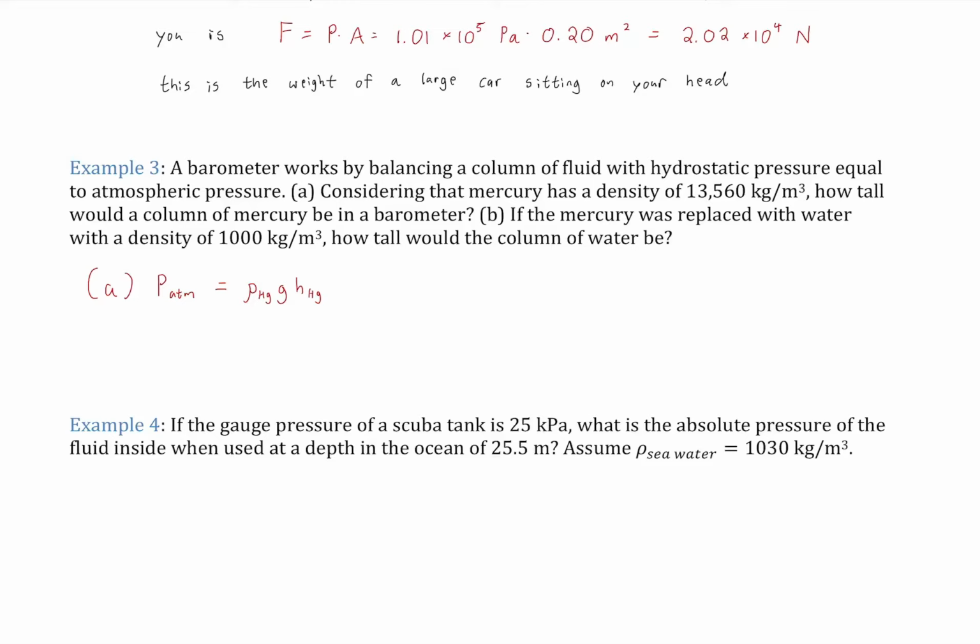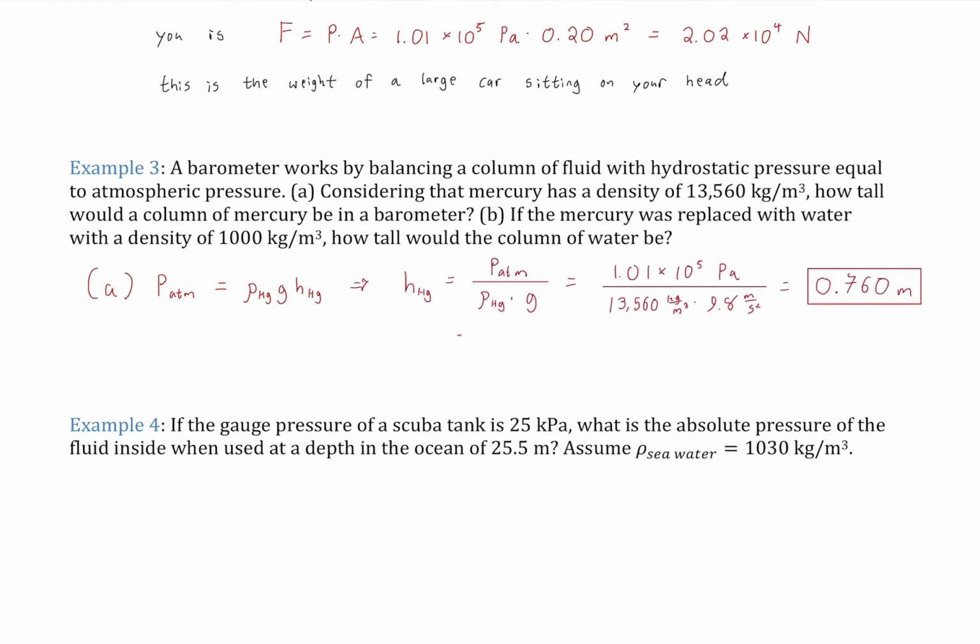Okay, so the idea here is we want atmospheric pressure to equal hydrostatic pressure because barometers are all about balancing those two. Because otherwise the mercury would spill out of the barometer because all barometers must be open at some point, usually a small hole, but they are open to atmospheric pressure. So then if we solve for the height of Hg, which is the symbol for mercury, we take atmospheric pressure and divide by the density of mercury and gravitational acceleration, and we get a height of 0.760 meters or 76 centimeters or 760 millimeters.